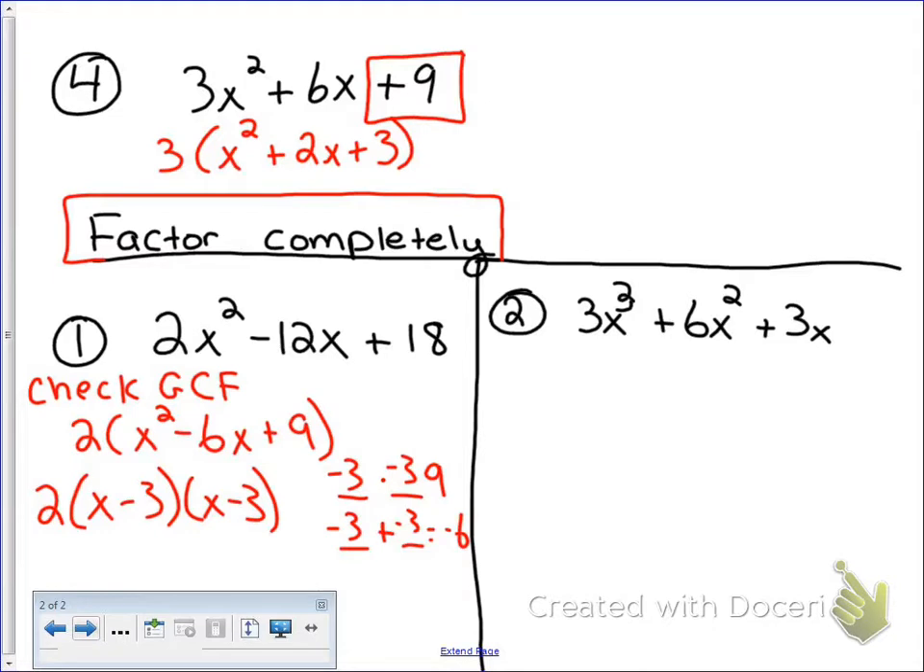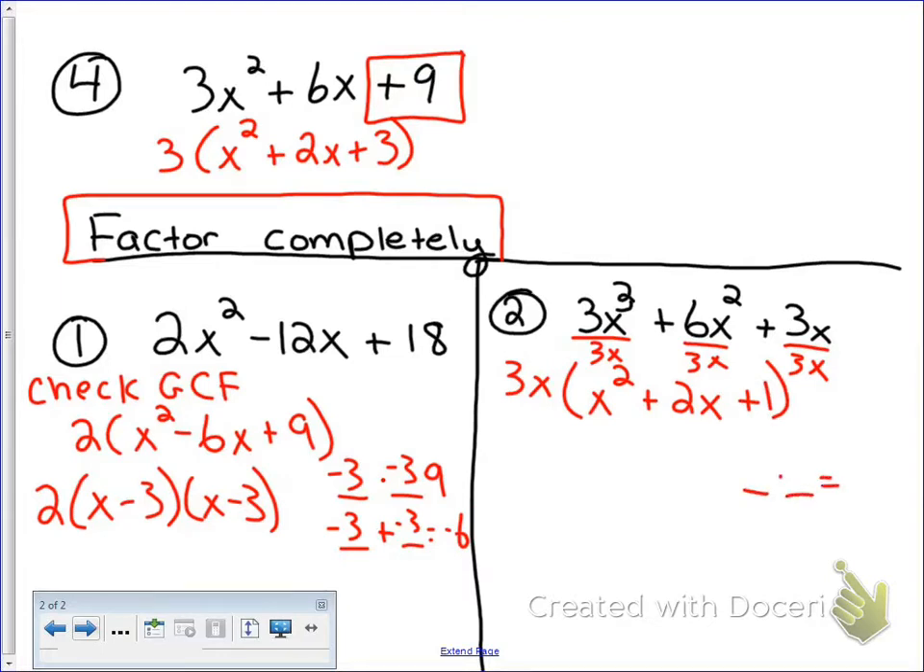Over here, I can take a 3x out of this. So I divide by 3x. That leaves me with x squared plus 2x plus 1. Well, I can factor this: 2 numbers that multiply to give me 1, 2 numbers that add to give me 2. That's 1 and 1. So I get 3x, x plus 1, x plus 1.